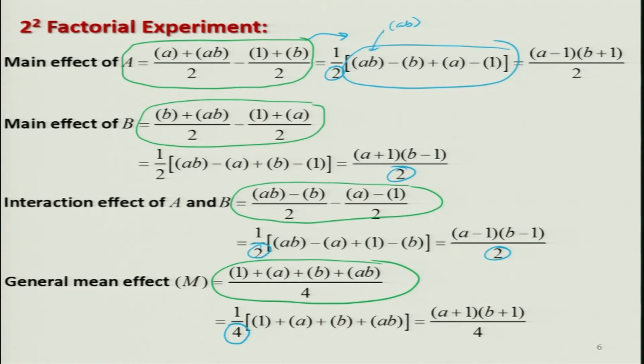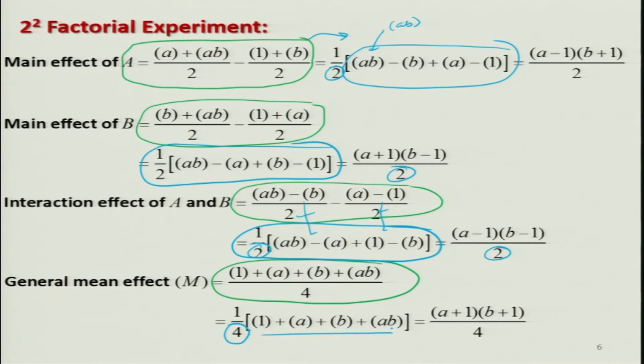You are trying to look in the slides, and I'm trying to explain to you, right? So now, similarly, if you take the main effect of B, you can take out this 1 by 2 common, and you can write AB minus A plus B minus 1. The interaction effect of A and B is like this: I take this 2 common, and then AB minus A plus 1 minus B comes over here. Similarly, for the general mean effect, I take this 4 outside, and then I have 1 plus A plus B plus AB.